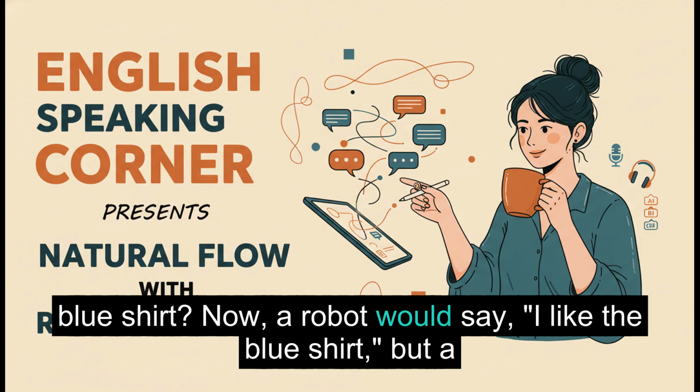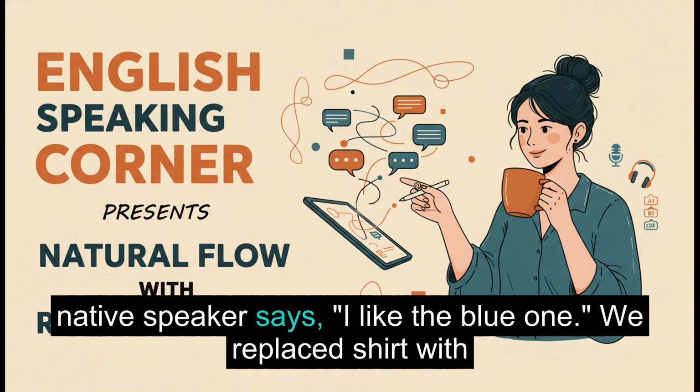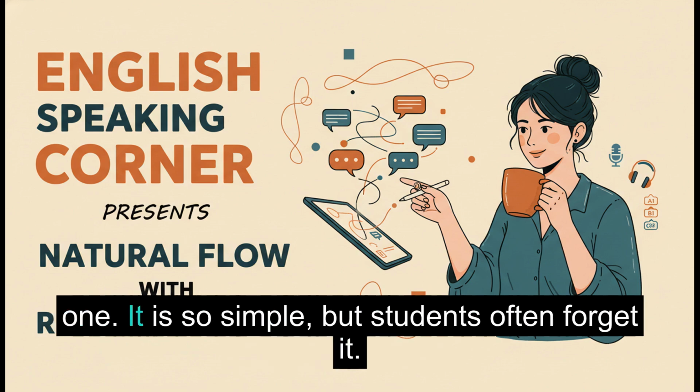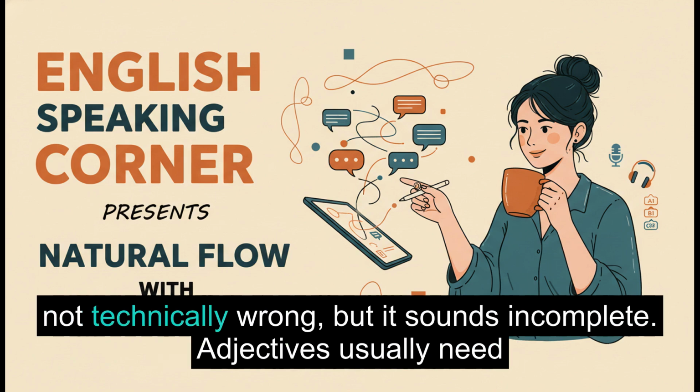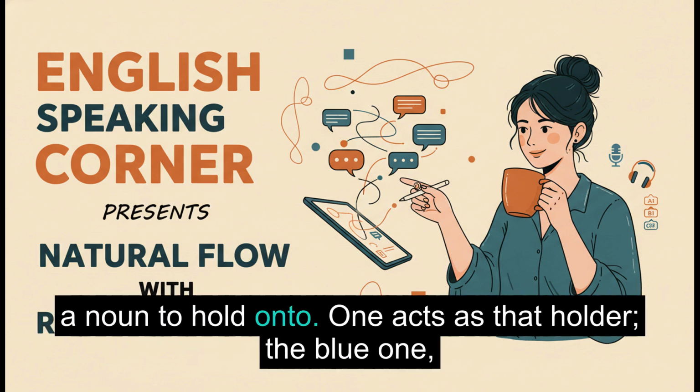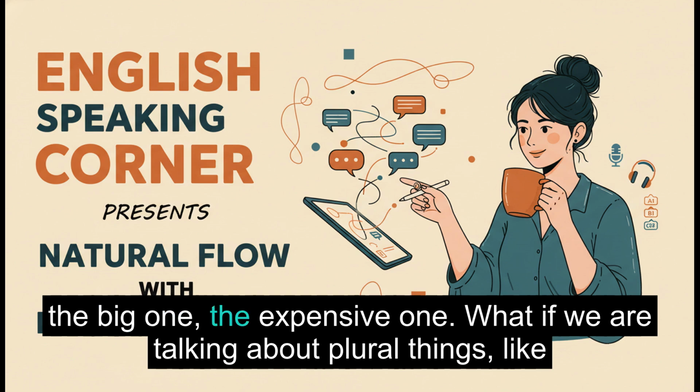Now, a robot would say, I like the blue shirt. But a native speaker says, I like the blue one. We replaced shirt with one. It is so simple, but students often forget it. They either repeat the noun or they just say, I like the blue. I like the blue is not technically wrong, but it sounds incomplete. Adjectives usually need a noun to hold on to. One acts as that holder. The blue one, the big one, the expensive one.